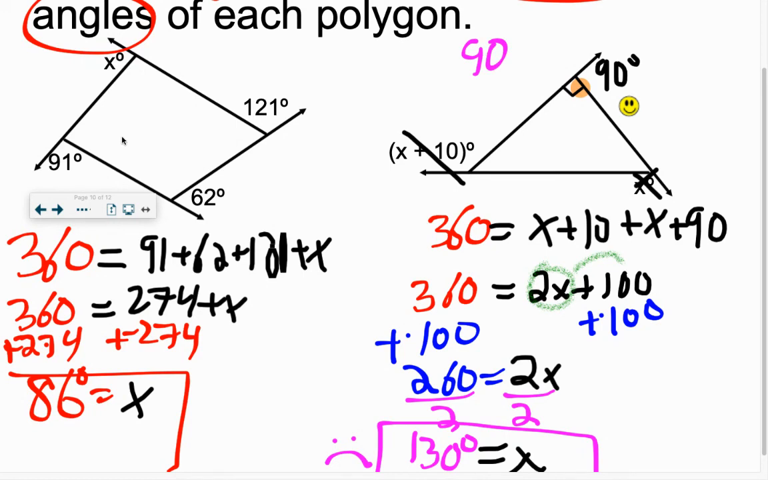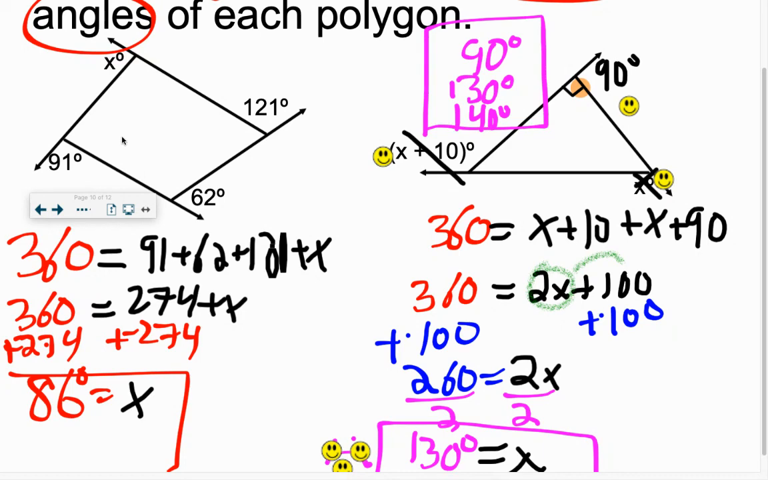And now what about this guy? That guy was x. Well, what do we find x to be? Well, that's down here. Yay! 130 degrees. And then don't forget about this last guy here. x plus 10. So going back down here, here's our x. 130 plus 10 gives us 140 degrees. Be very careful.